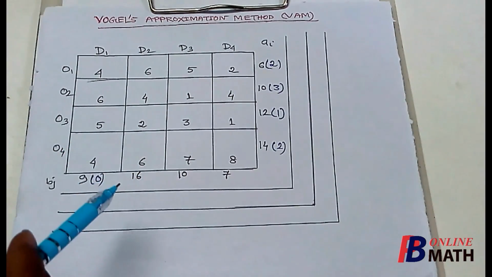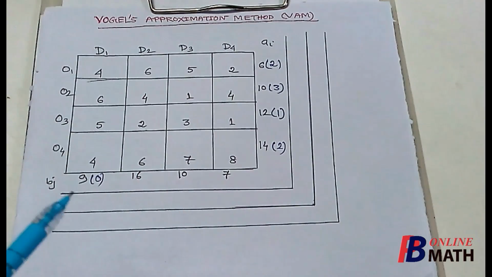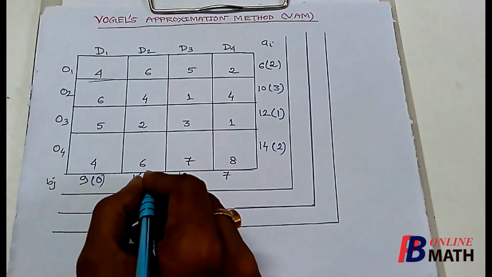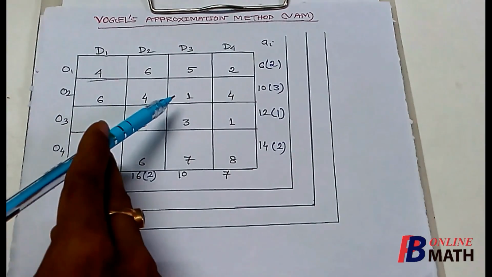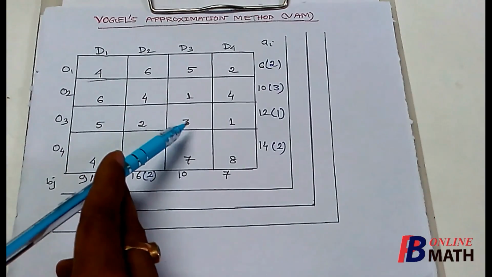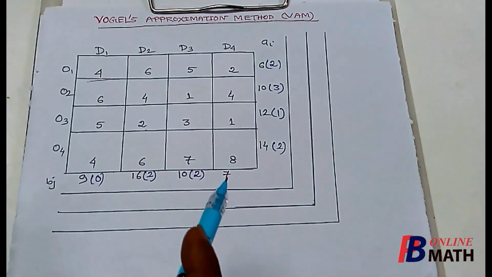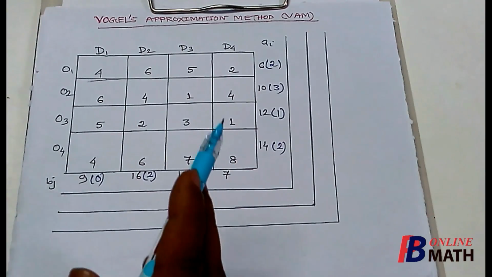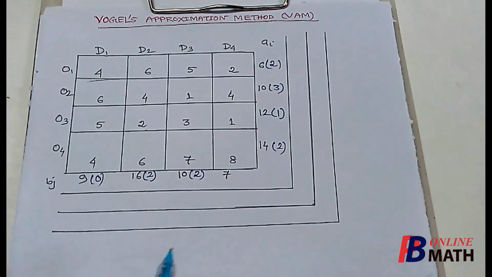Now we consider the next column and we find that the minimum cost is 2 and the next minimum cost is 4 and the difference is 2. So we shall write this difference within a bracket beside the demand. And from the third column we find that the minimum cost is 1, the next minimum cost is 3, so the difference is 2 and we write this difference within a bracket. Finally we consider the final column. We find that the minimum cost is 1, the next minimum cost is 2, the difference is 1, so we write this difference within a bracket beside the demand. So we have found all the differences between the minimum cost and next minimum cost for each row and column.